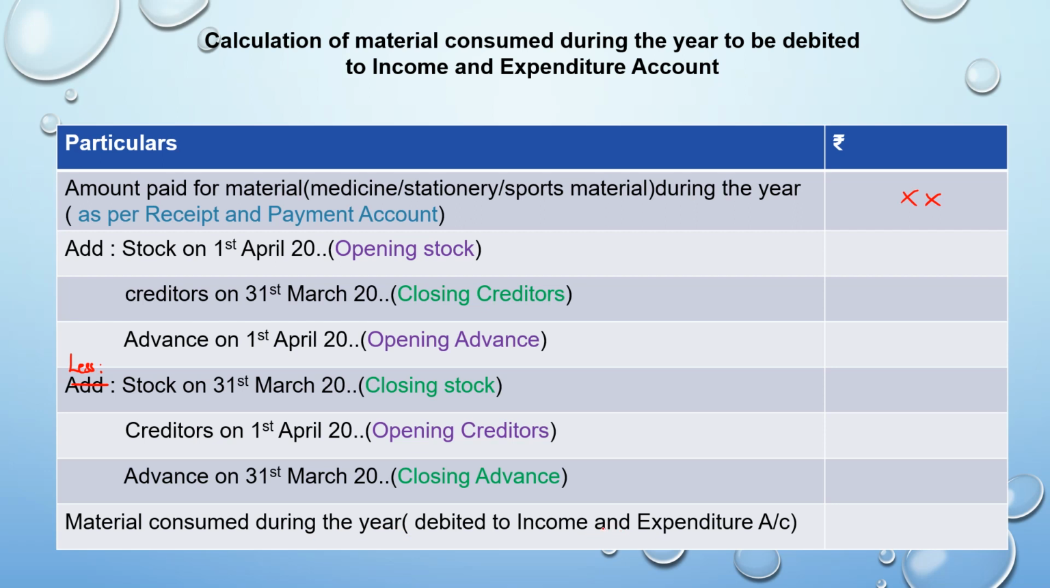Now, why do we add or subtract these items? To the amount paid, we add the opening stock, whatever was lying in the stock at the beginning of the year, because it would have been consumed during the year. That is why we add it.